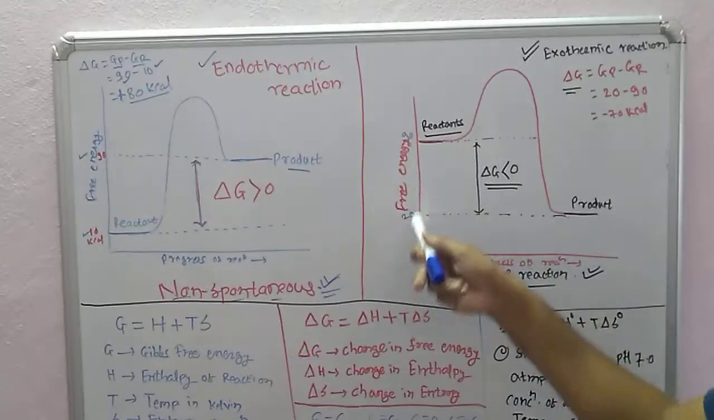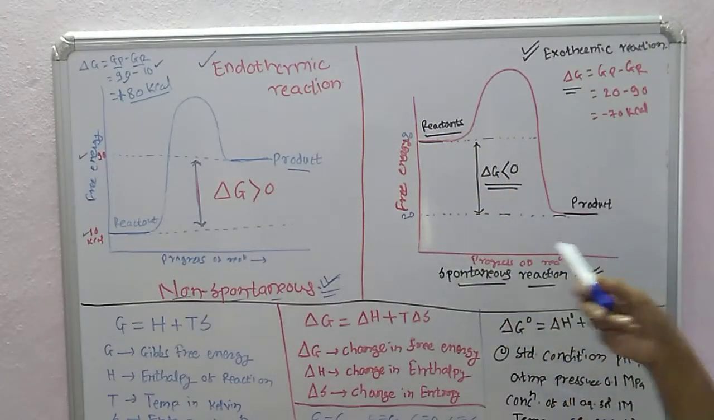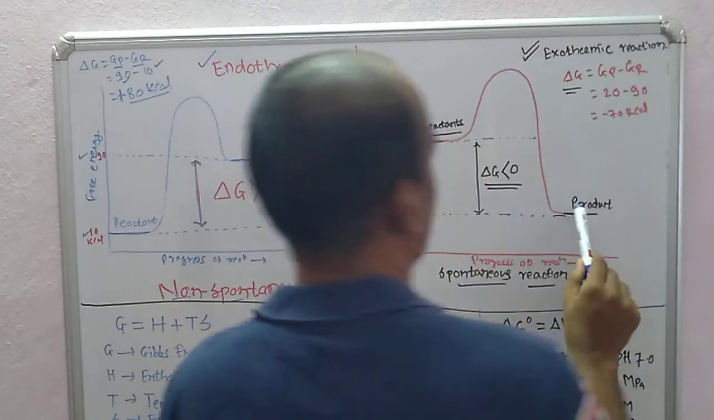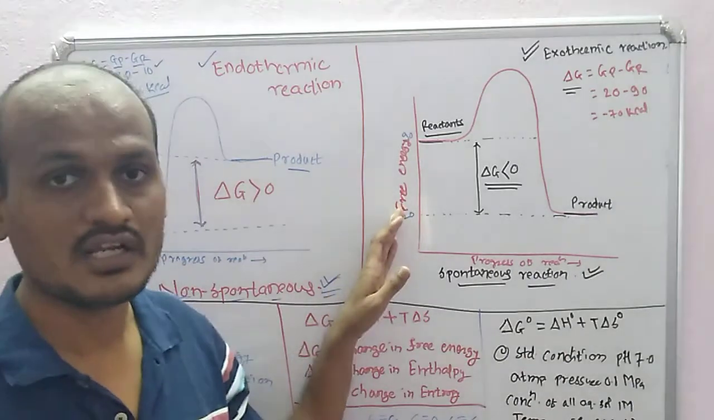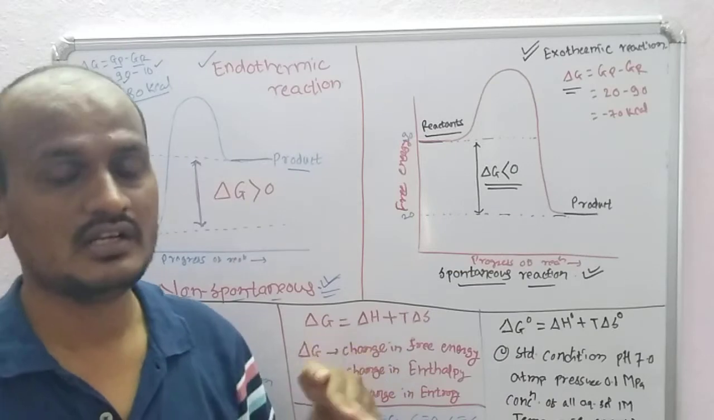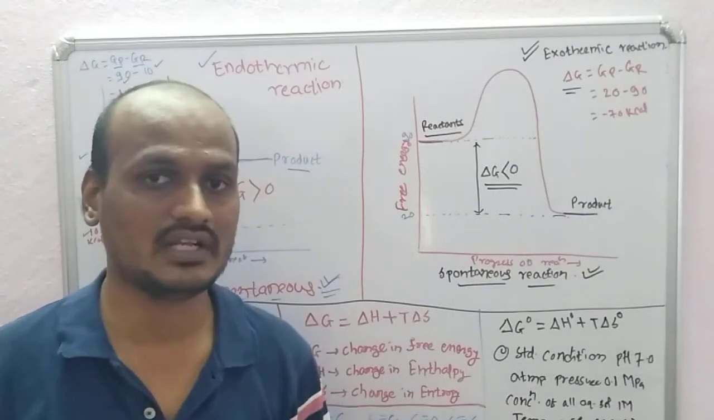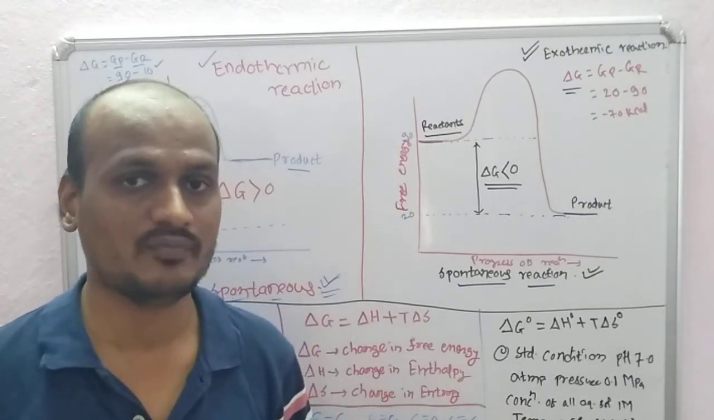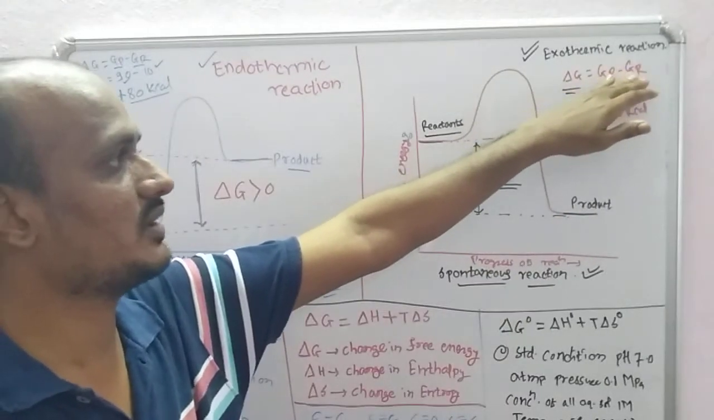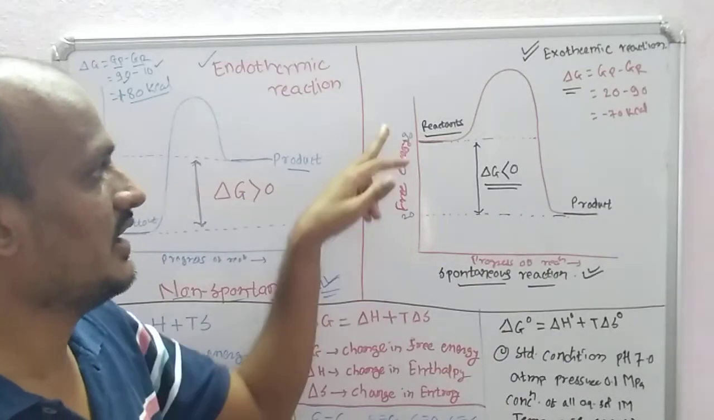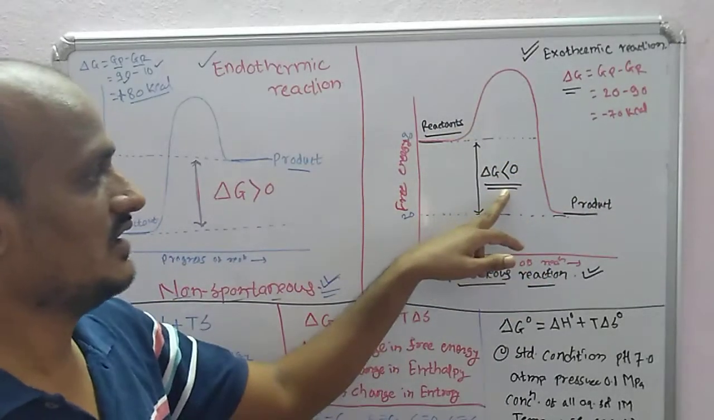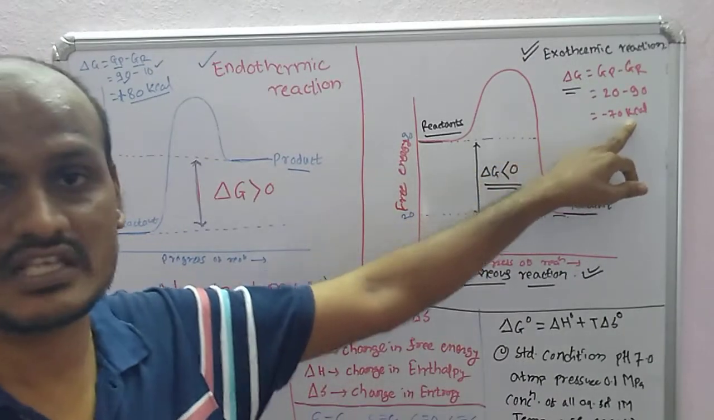Likewise, in this case, there is the progress of reaction. The free energy of the reactant here is 90, and the free energy of the product here is 20. So what is the difference in free energy between product and reactant? Delta G is equal to G of product minus G of reactant. That is 20 minus 90, which is minus 70, less than 0. So this is minus 70 kilocalories.